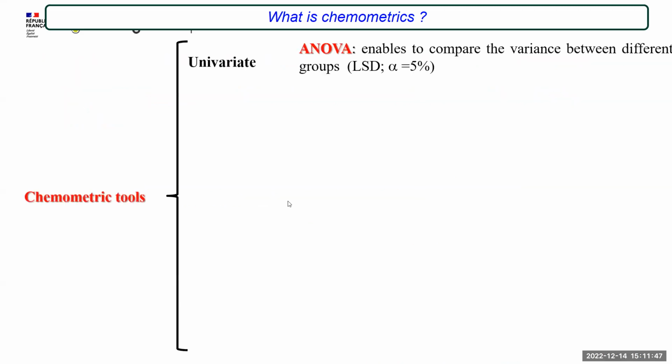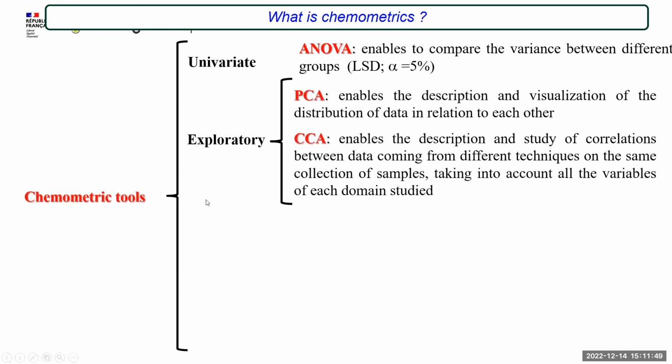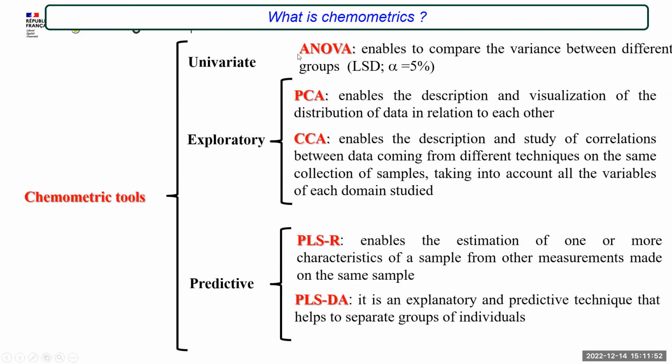So here are some examples of chemometric tools. I think that you know some of them, of course. So we have univariate chemometric tools, exploratory ones and predictive ones. So for the exploratory ones, I think you know principal component analysis and canonical correlation analysis.